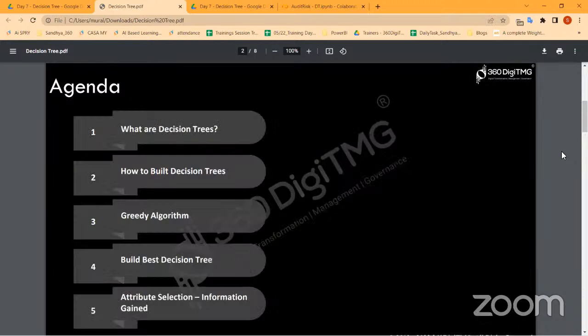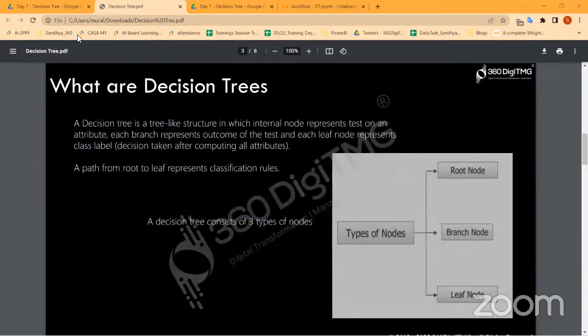So this is our agenda. First, let's understand the theory about decision tree, friends, and then we'll implement it by looking into a simple use case. A decision tree is a tree-like structure in which an internal node represents a test on an attribute, each branch represents the outcome of the test, and each leaf node represents the class label, which is nothing but the decision taken after computing all the attributes, right?